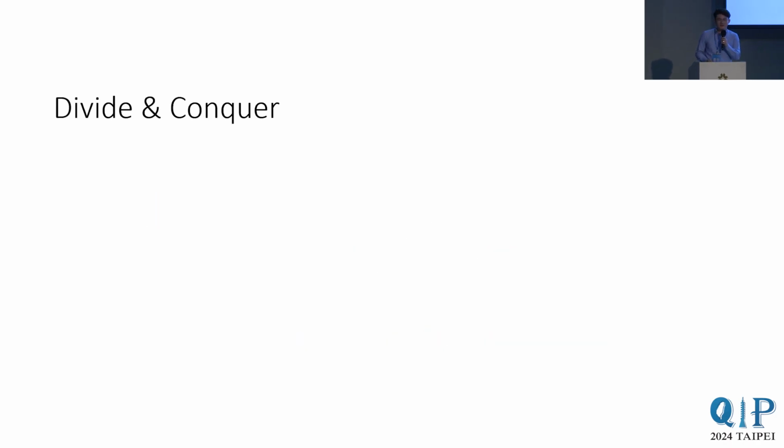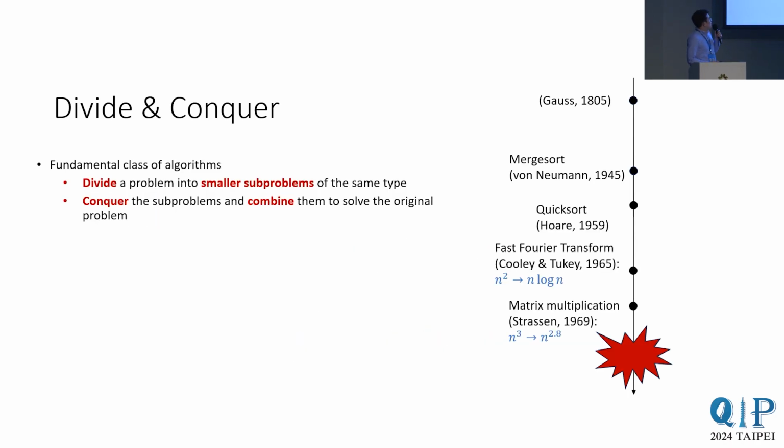So, what is divide and conquer? As we know, divide and conquer is a very fundamental paradigm to design algorithms. Roughly speaking, the high-level idea is to divide the problem into some smaller sub-problems, then we conquer each of them and combine them to solve the original one. This idea was first used by Gauss in 1805, and since then, numerous applications have emerged up to the present day.